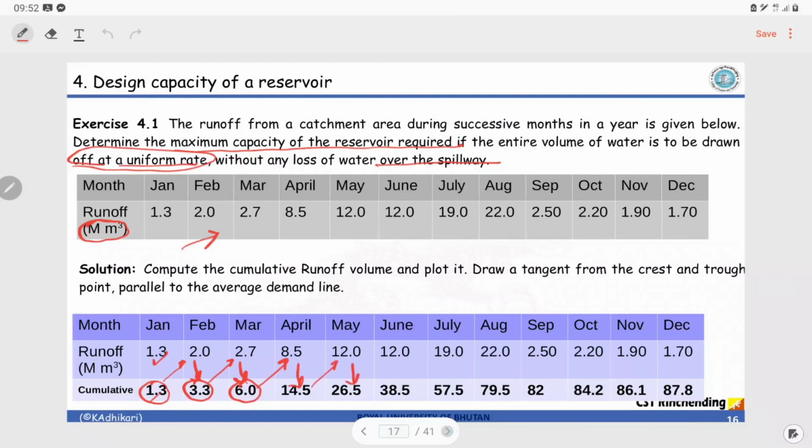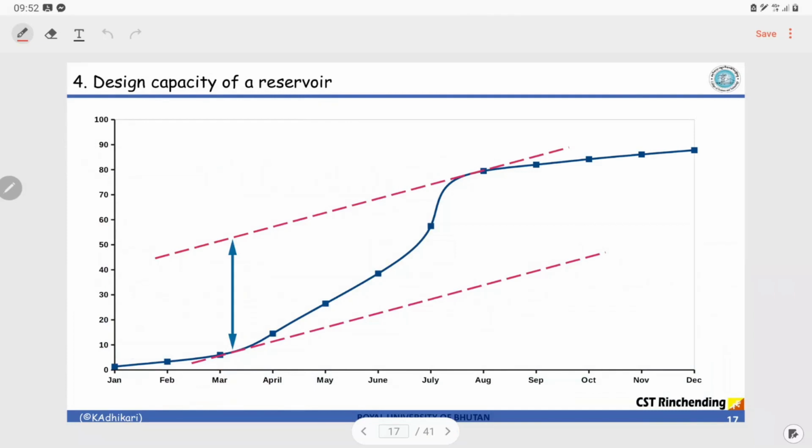Now the next step is you simply plot. Now you see this blue line is the mass flow curve, and we were able to plot it by doing the accumulative value, and we call it cumulative, right?